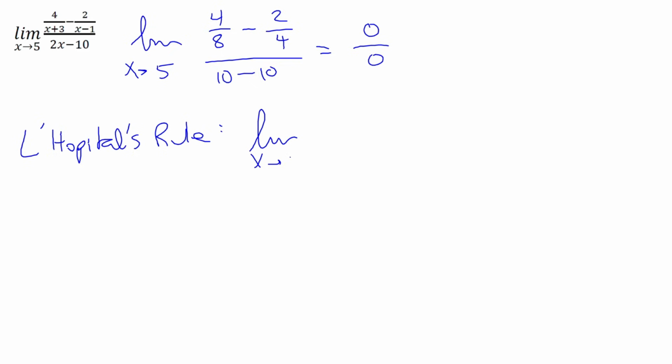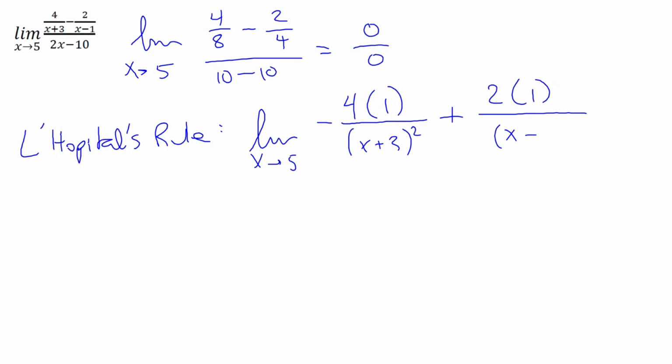So we have a limit as x approaches 5 of the derivative of 4 over x plus 3, which using the reciprocal rule is the opposite of the constant times the derivative of x plus 3, which is 1, over x plus 3 squared. And then minus the opposite of, so we'll make that a plus, our constant times the derivative of x minus 1 over x minus 1 squared. And then this time it's over the derivative of 2x minus 10, which is 2. So now we'll just evaluate.